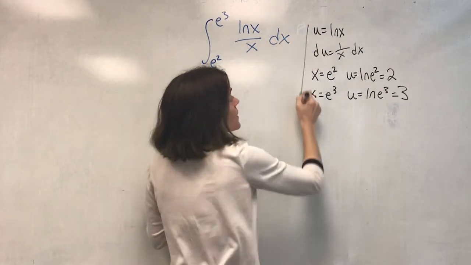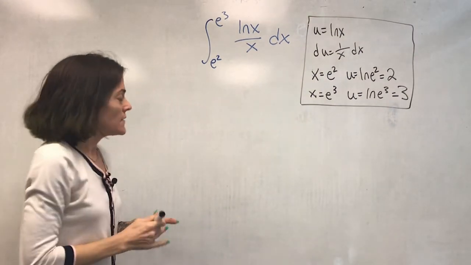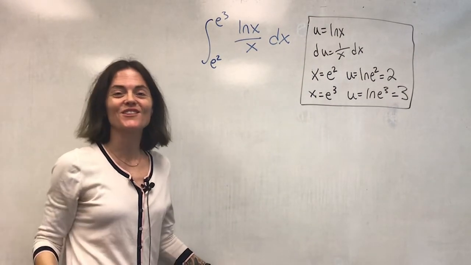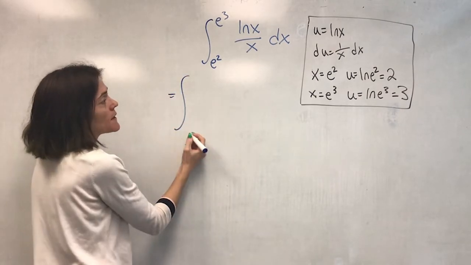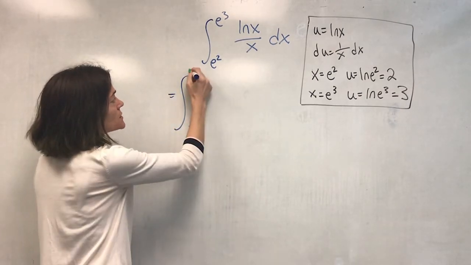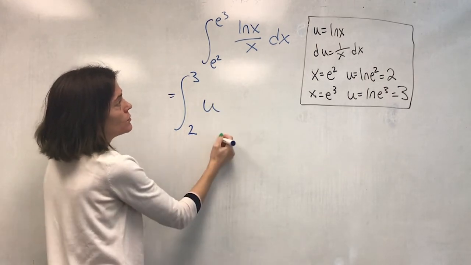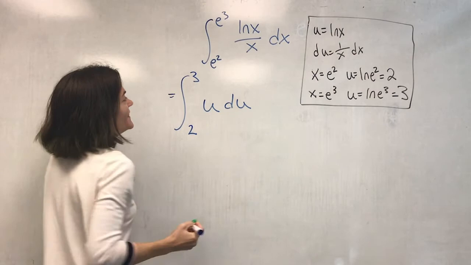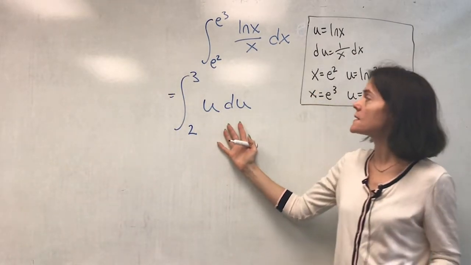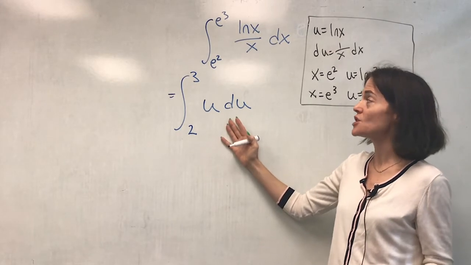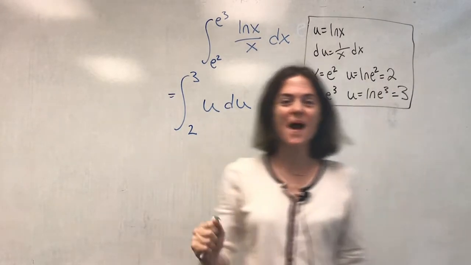Again, if you want, you can put all of this in a box. This is all my work to convert the integral to an integral entirely of u. And this becomes, the integral goes from 2 to 3. And then I have a u du. No longer do you see any logs or exponentials in this once I have made this conversion to u. And I do not need to go back to x because these bounds are u bounds.